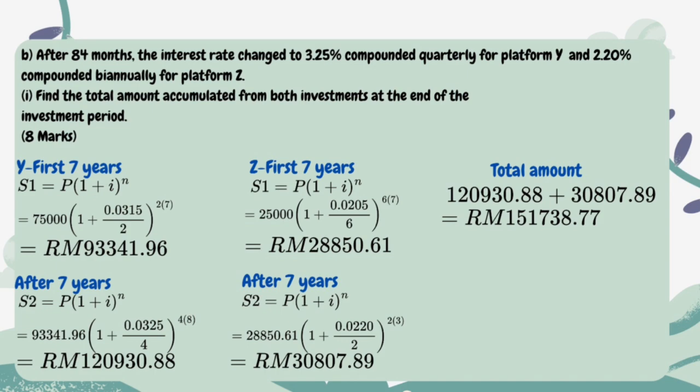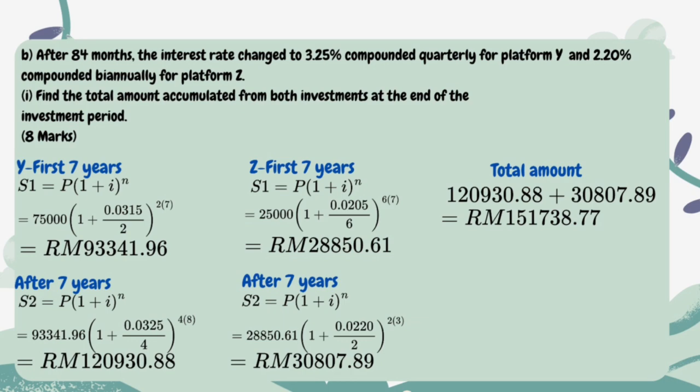And then the first 7 years for Z, we use the same formula also. S equal to P times (1 plus I) to the power of N. So 25,000 ringgit times (1 plus 0.0205 divided by 6). The power of N is 42. The answer is 28,850 ringgit and 61 cents.